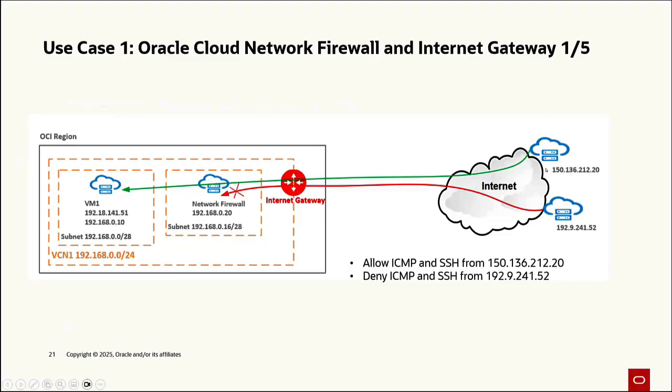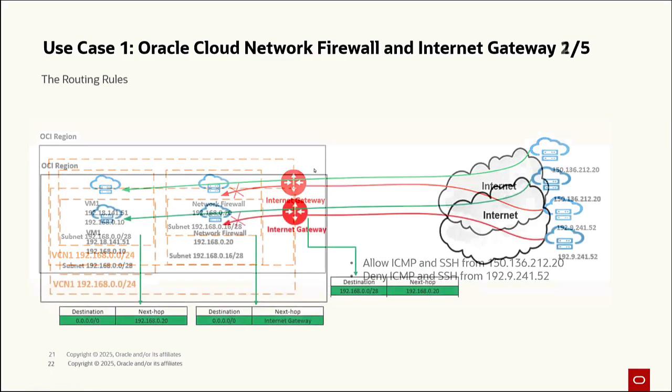So only 150 has the right to access virtual machine 1 over the OCI network firewall. Actually, the OCI network firewall will do all three. Let's see it in action.